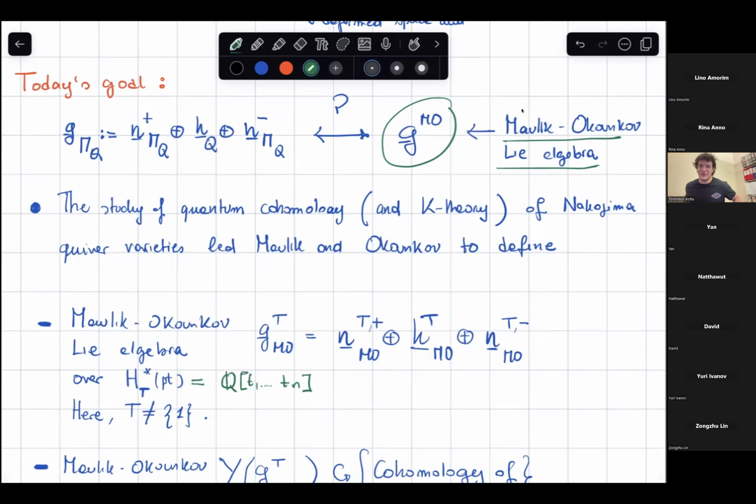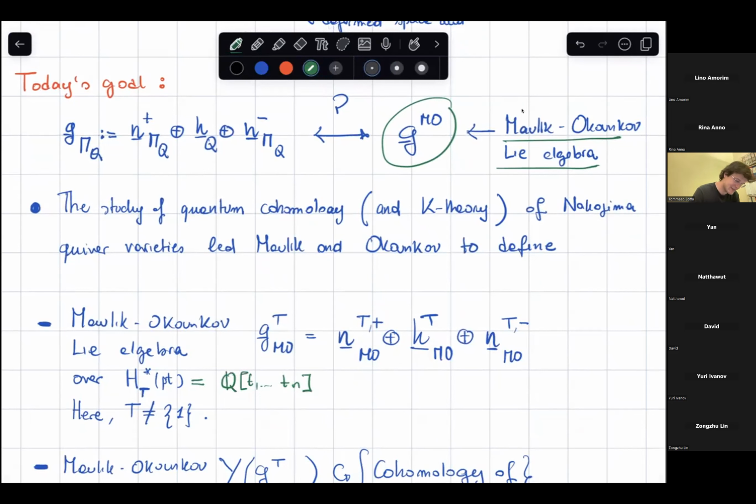And so today I will hopefully manage to explain why the answer is yes. And again, this comes from understanding the relation between the BPS Lie algebra and the Maulik-Okounkov Lie algebra. So this was the first important observation to make. So the base ring of the Lie algebra.